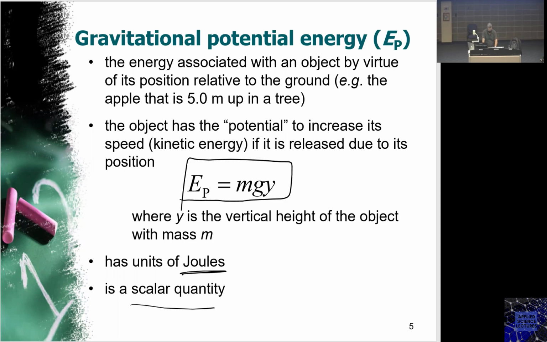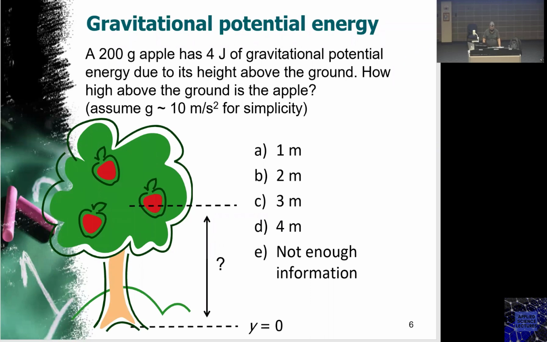We'll see an example. Here we have a 200-gram apple that has 4 joules of gravitational potential energy due to its height from the ground. Assuming that the ground is your reference, your zero, how high above the ground is the apple? Can you find out how much the height is? What do you do to calculate the height of that apple that has a mass of 200 grams and gravitational potential energy of 4 joules?